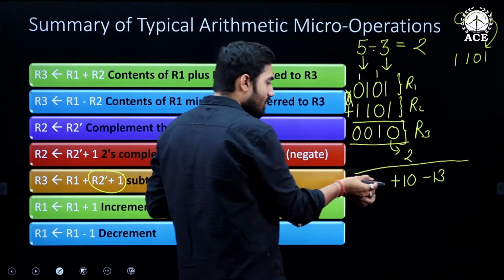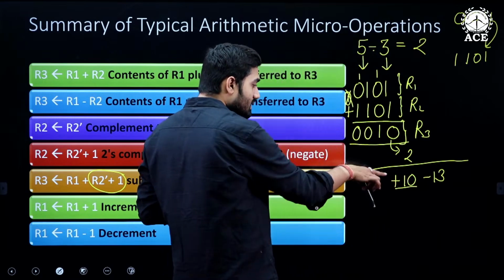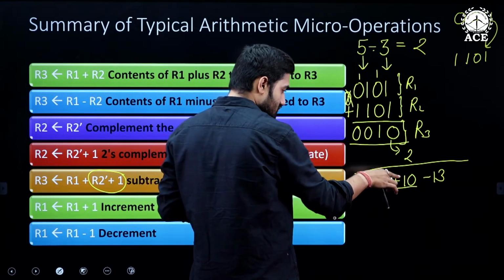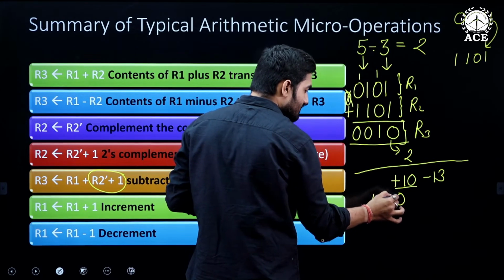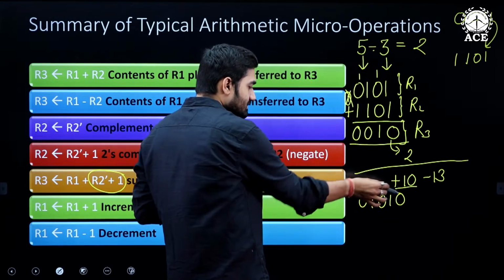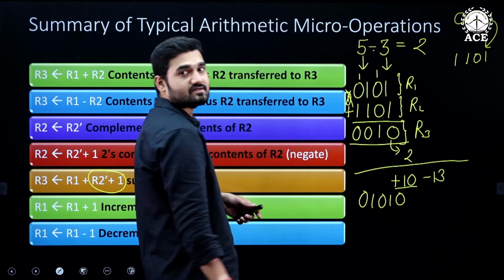Okay, fine. How to write this 10? How to write 10 in 2's complement? How to write 10 in 2's complement? Let me write. Arey, 1 0 1 0. Don't say. Put here 0. This is 10 in 2's complement. In 2's complement representation, this is 10.